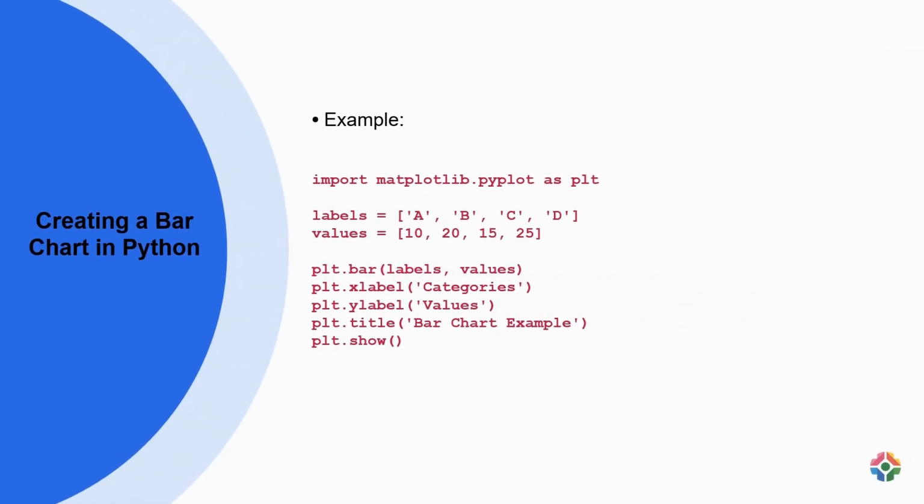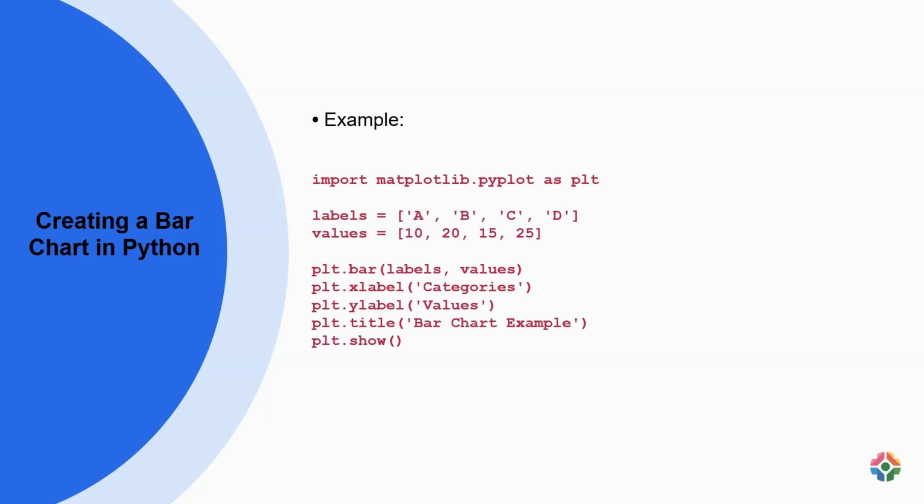Title: Introduction to Creating Bar Charts in Python using Matplotlib. 1. Import required library: import matplotlib.pyplot as plt. 2. To prepare data, define labels and corresponding values to be displayed on the bar chart. 3. Create the bar chart. Use the plt.bar function with the labels and values provided as arguments.